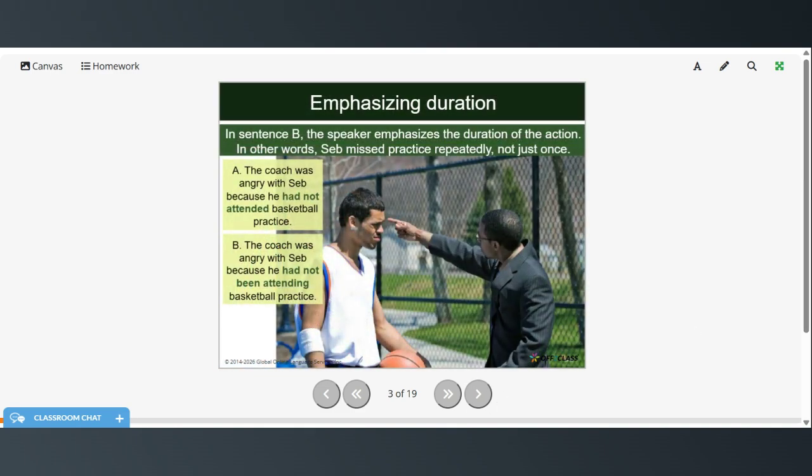So in sentence B, the speaker emphasizes the duration of the action. In other words, Seb missed practice repeatedly, not just once.